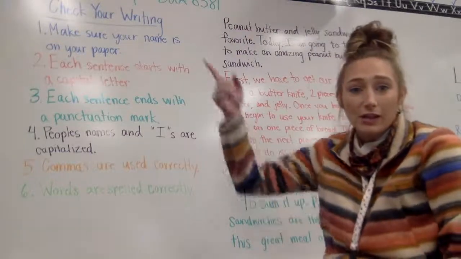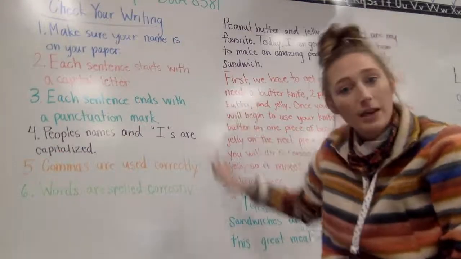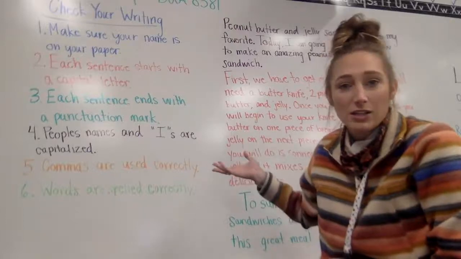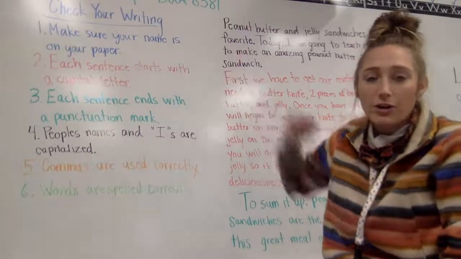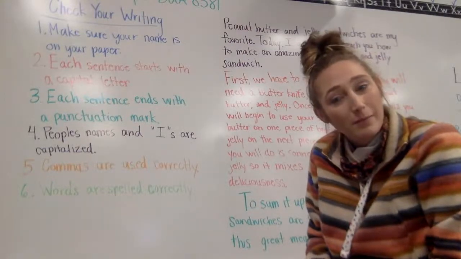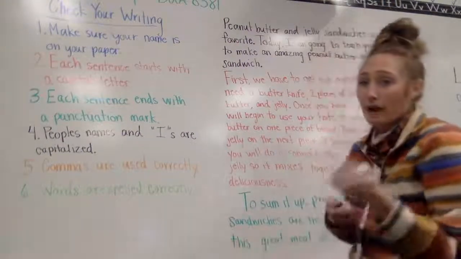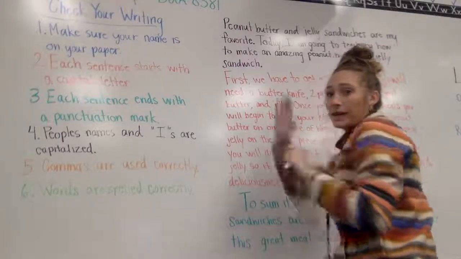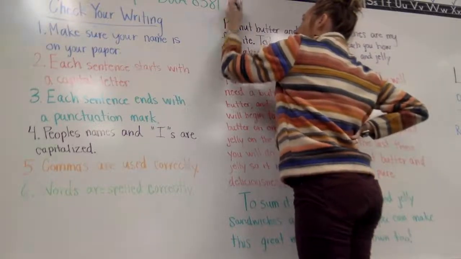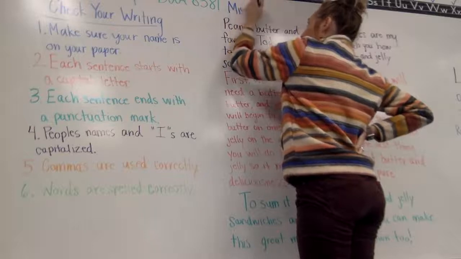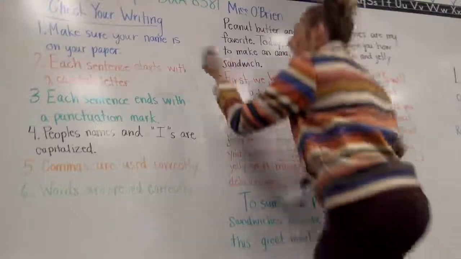So let's look. We're going to go by the numbers. We're going to start with number 1 and look at the story and see if there's anything in there that I can change that doesn't have that, and then all the way down. So the first one, checking our writing, is make sure your name is on your paper. Miss O'Brien's name is not on her paper, so I have to go and write my name. At the top left corner of your paper, I want you to have your name. So I'm going to put my name. Miss O'Brien. Okay, so now I can check off number 1.